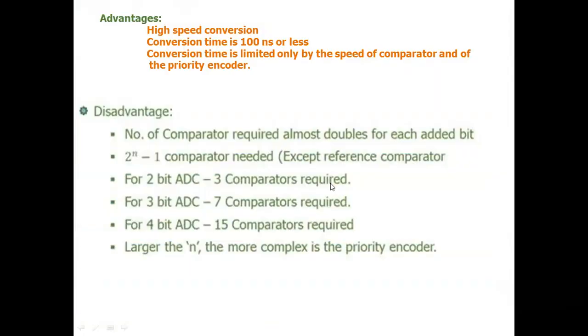The main drawback is that if the number of bits increases, the number of comparators increases. The number of comparators required almost doubles for each bit added. What we have seen is for 3 bit. If I go for 4 bit, the comparators almost double. For a 2-bit ADC, 3 comparators are required. For a 3-bit ADC, 7 comparators. For a 4-bit ADC, up to X15 is required. So it almost doubles for each bit increment. Thank you.